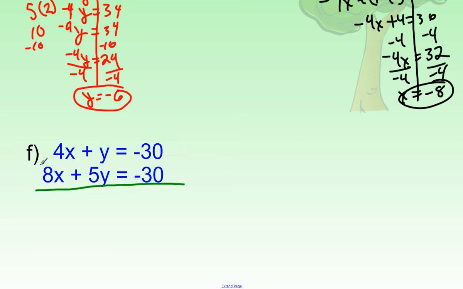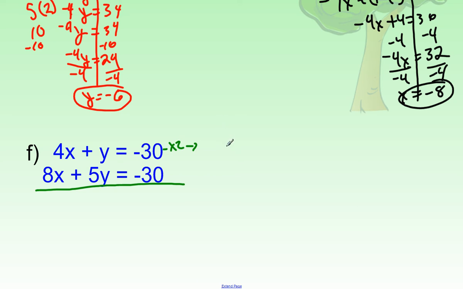So what could I do? Well, if I took this one times 2, that would be 8, and then my 8s would cancel. Or I could take this y and times by 5, and that would cancel. So those are my two choices. I could times everything on the top by 2 or everything on the top by 5, and then they would cancel. I'm going to multiply by 2 because it's smaller, and I'm going to get smaller numbers.